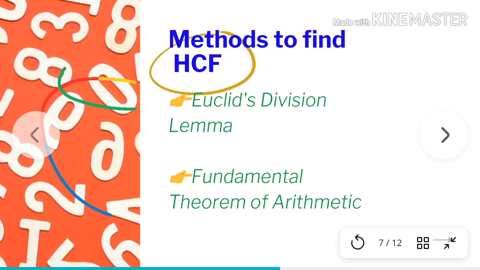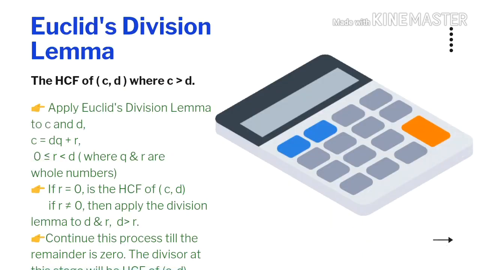There are different methods to find HCF and LCM. The first is Euclid's division lemma and the second is the fundamental theorem of arithmetic. Euclid's division lemma is basically the restatement of the usual division system. The formal statement is, for each pair of given positive integers c and d, there exist unique whole numbers q and r which satisfy the relation c is equal to dq plus r, where 0 is less than or equal to r, less than d, where q and r can also be 0.